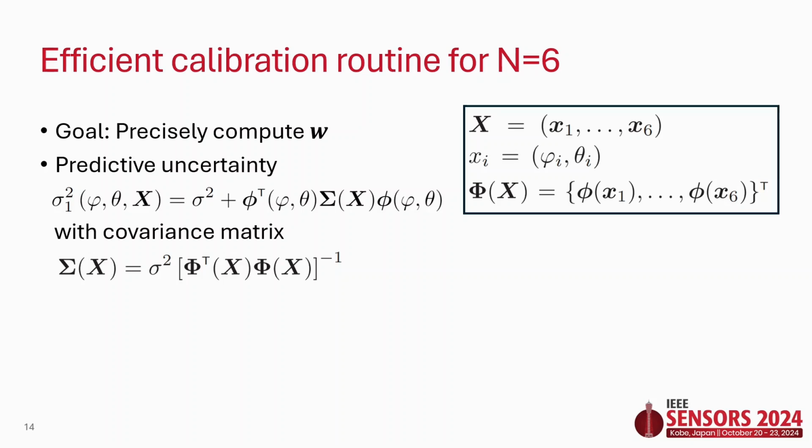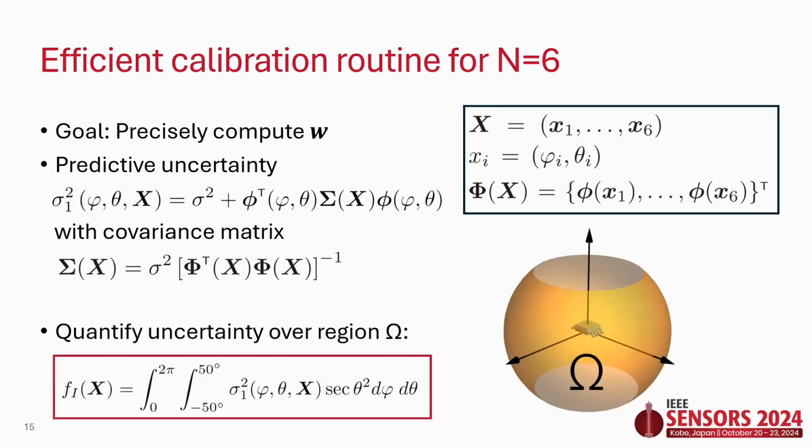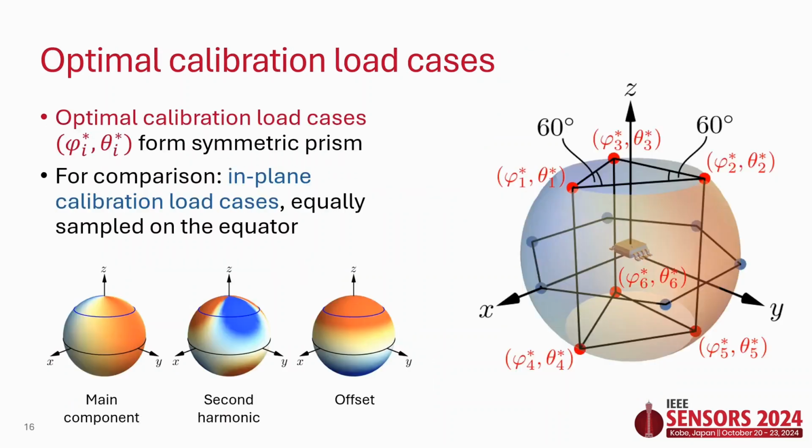And now, in order to get the figure of merit, I can just integrate the predictive variance over the whole region of interest. And then I optimize this figure of merit. Now, if you perform that optimization, it turns out that the solution looks like this. So I have 6 red points here, indicating the 6 fields that are applied in the calibration, and they form kind of a symmetric prism.